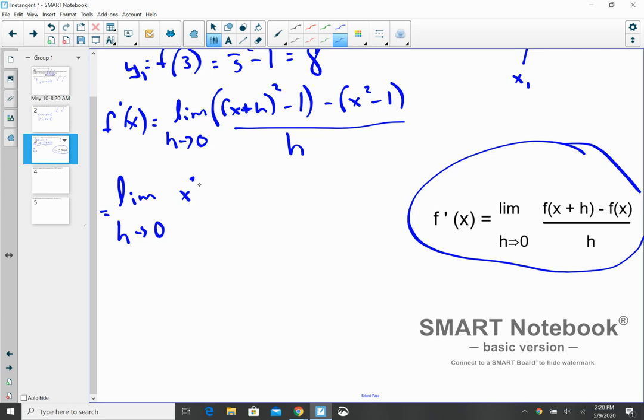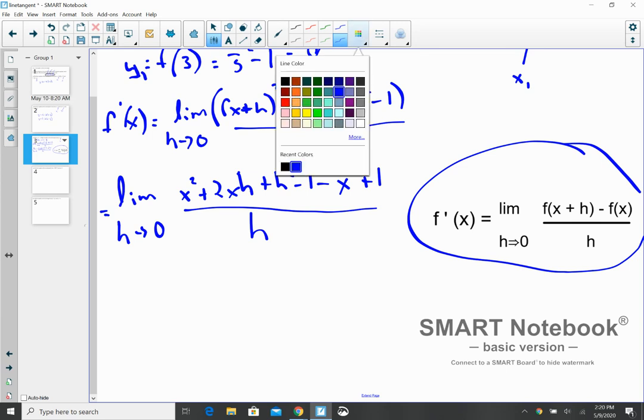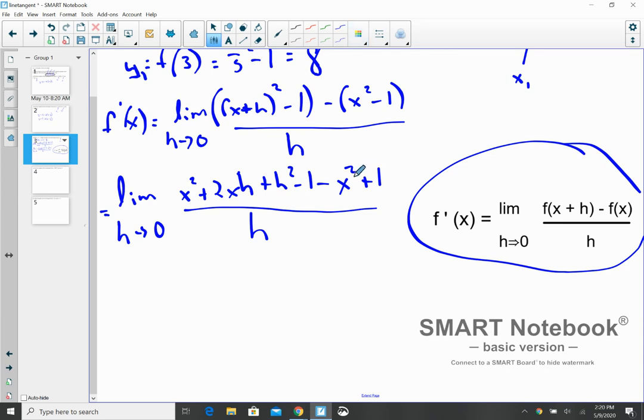Now when you do that, x squared plus 2xh plus h squared minus 1, then minus x squared plus 1, because this minus sign would change both sides there. And this is all over h. Now by looking at this, I'm going to change colors to kind of not confuse people. You see that the x squares are going to subtract each other away. The minus 1 and the plus 1 will also take each other out.